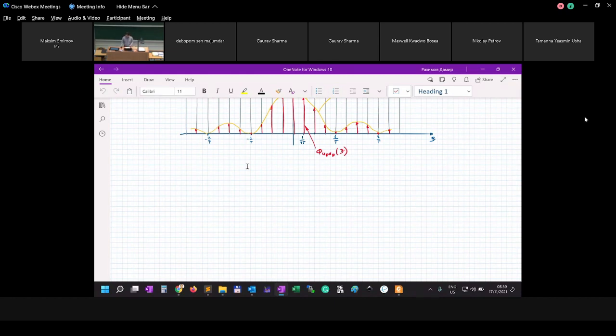So, we start with task number 3.3, which is the following: you have a delta pulse, and our goal is to find the autocorrelation function and energy spectral density for the delta pulse. And we try to analyze how we can calculate it.